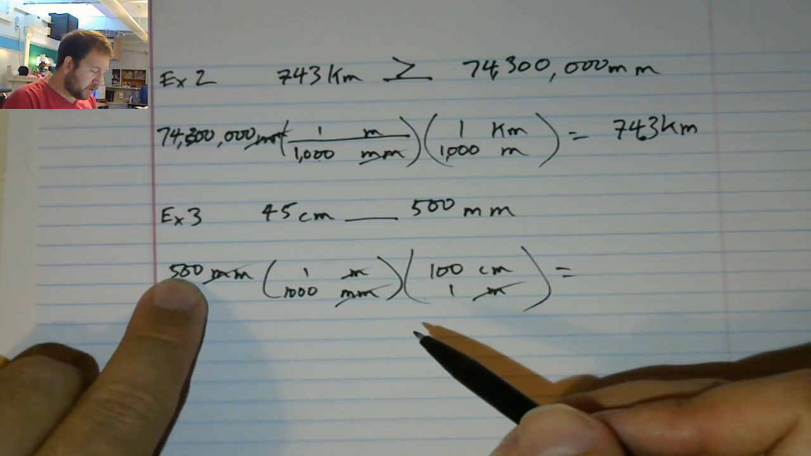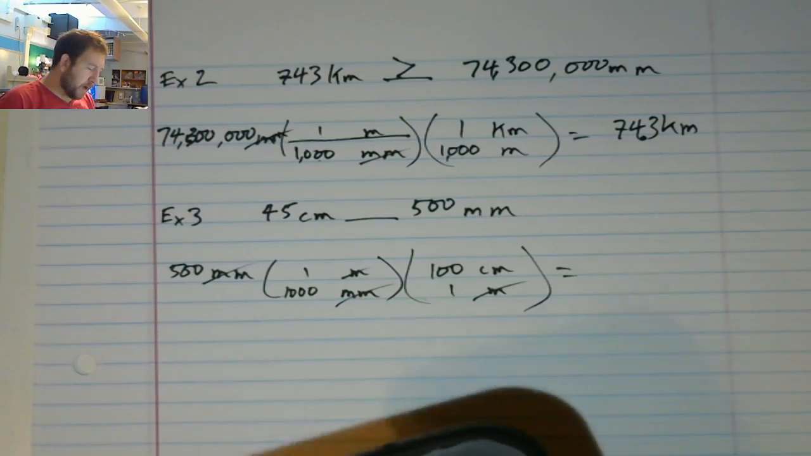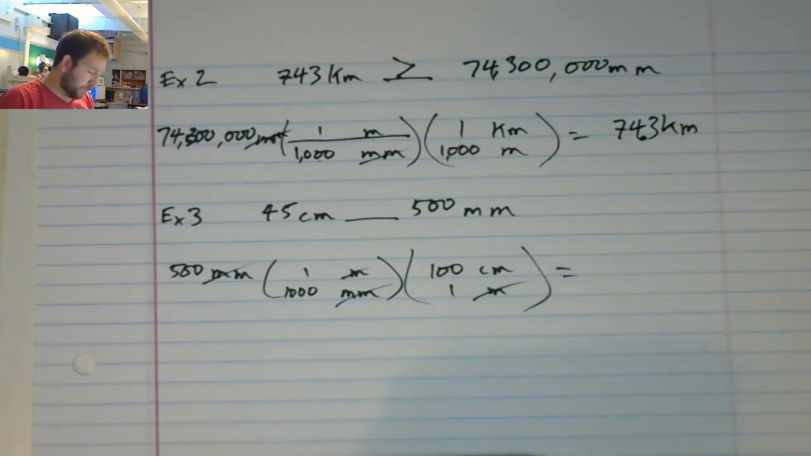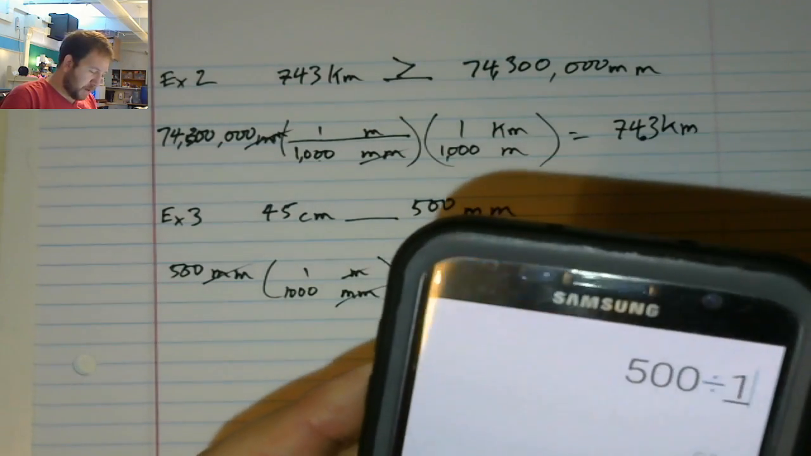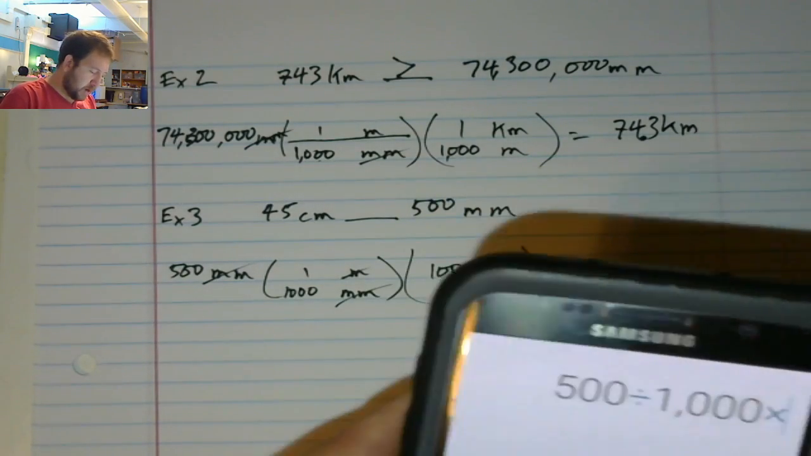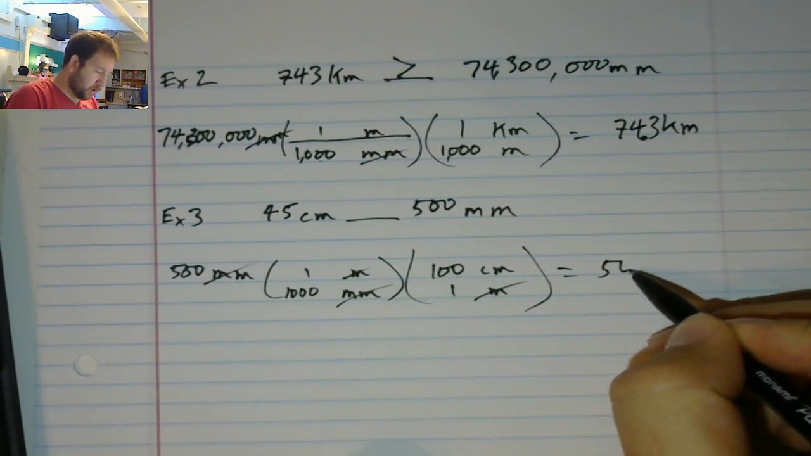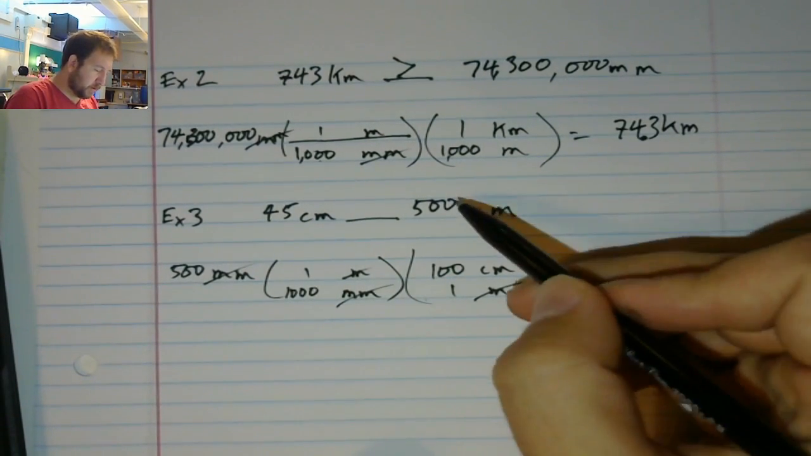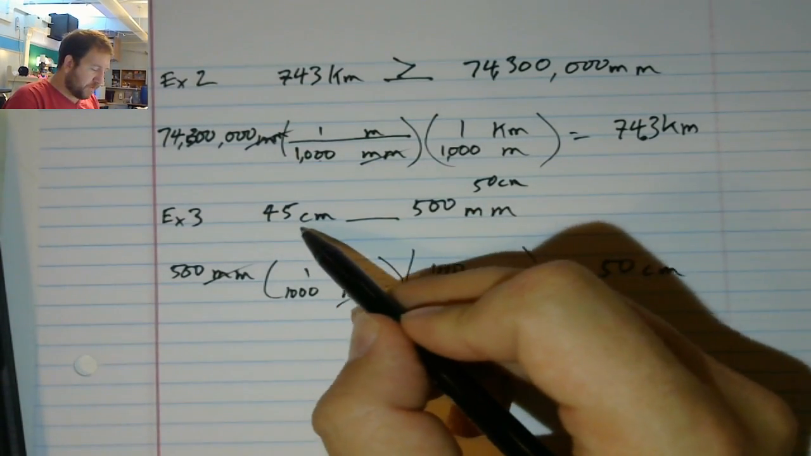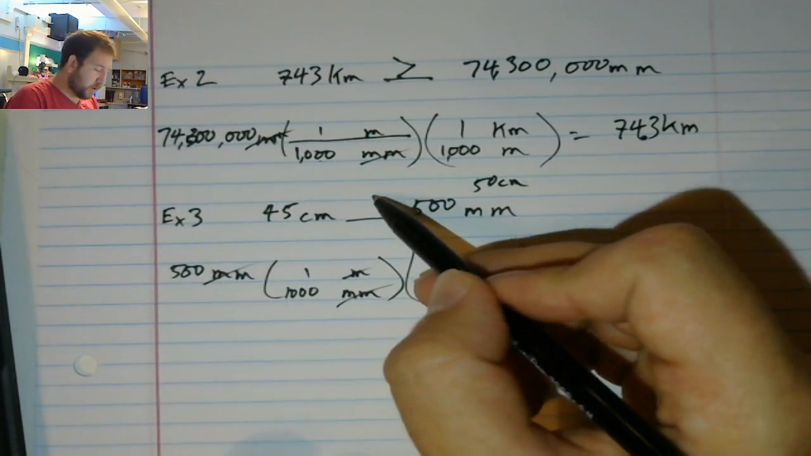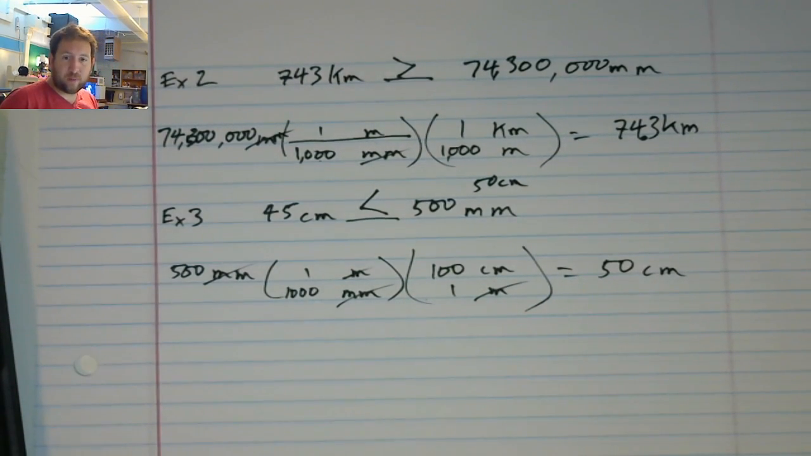So I have 500 divided by 1,000 times 100, because if it's on the bottom, I divide, top, I multiply. Let's do 500 divided by 1,000 times 100. 50. 50 centimeters. So this one right here is 50 centimeters. What's bigger, 45 centimeters or 50 centimeters? Well, that seems pretty obvious to me. I've got my answer.